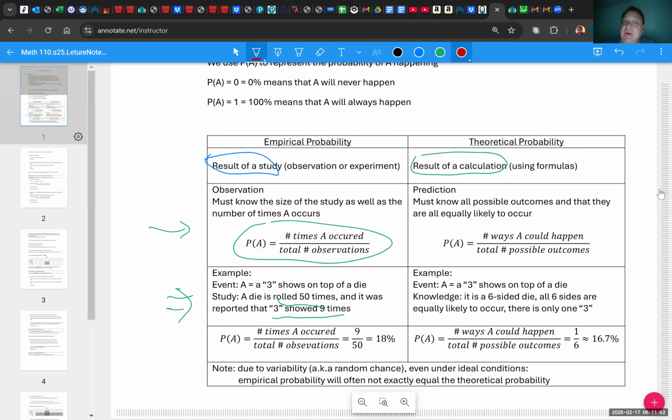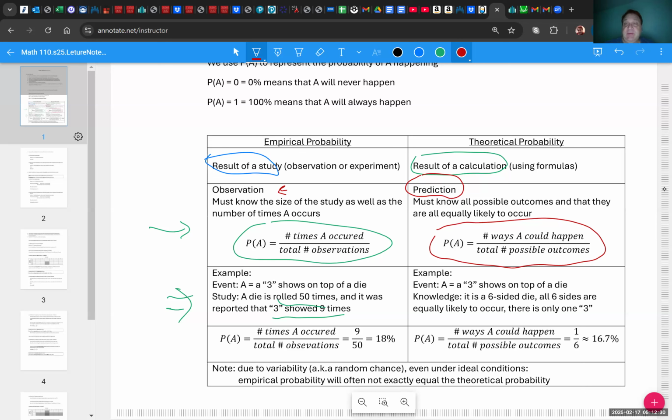So empirical probability was an observation. Theoretical probability is a prediction. So we're not actually collecting information. We're just making a prediction about what we think is going to happen. And the way we make this prediction is we use a formula. It's a similar formula, but we do have to know certain things. We must know all the possible outcomes, and we also have to know that they're equally likely to occur. And the formula for the theoretical probability is the number of ways that the event A could happen divided by the total number of possible outcomes.